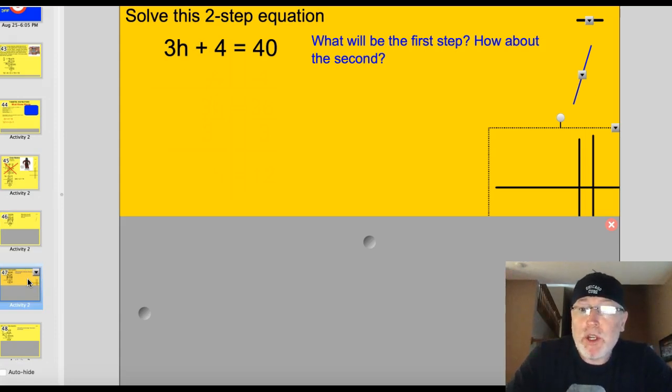Solve this two-step equation. Think about, what will your first operation be? What will your second operation be? How do you undo that? Order matters.